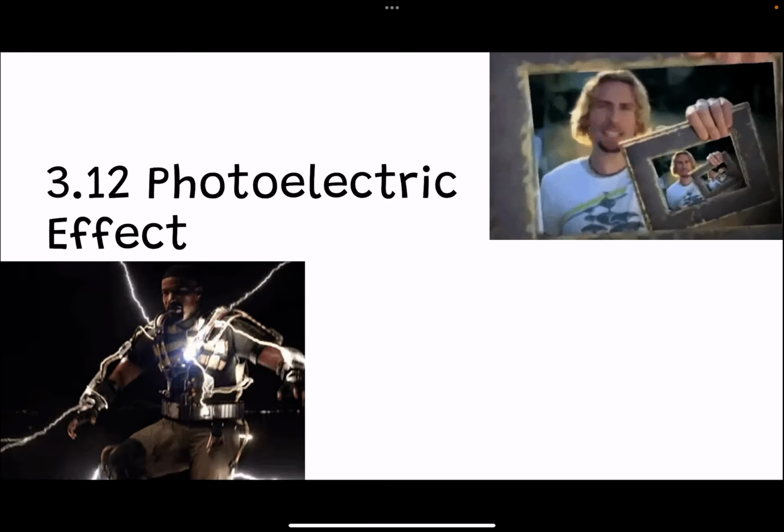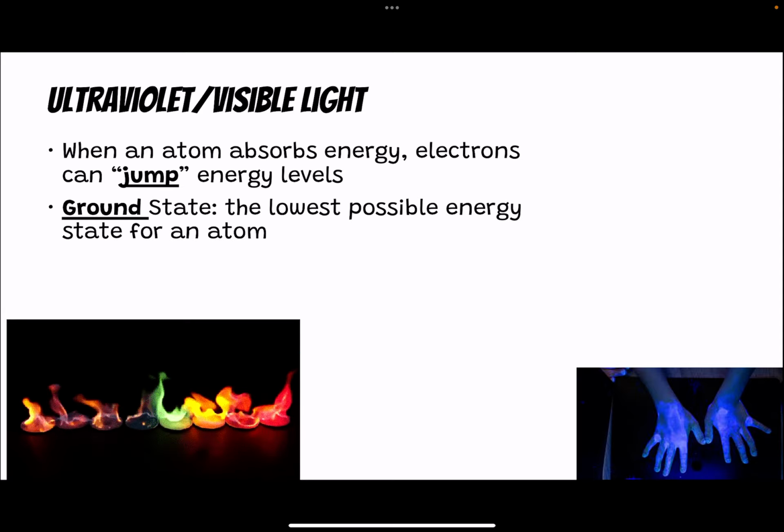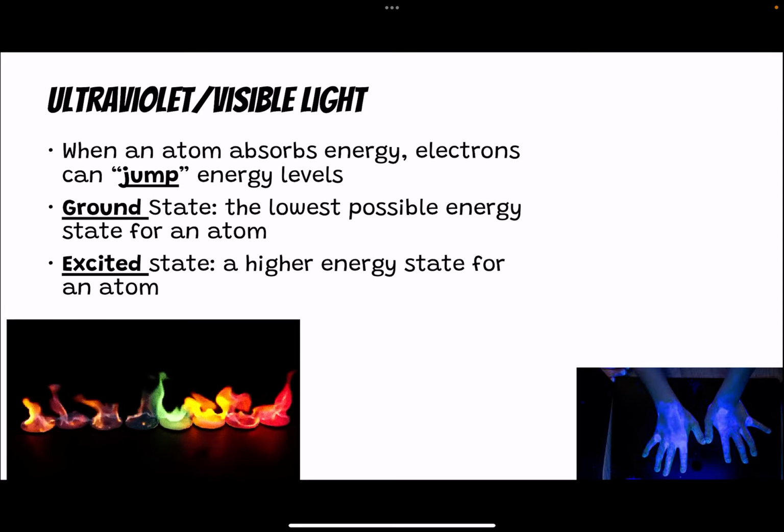Einstein's photoelectric effect. Let's dive into it in more detail. Remember from the last video, with ultraviolet light, that has to do with electrons jumping, changing energy levels, transitioning. Remember, your ground state is the lowest energy level possible. Your excited state is the higher energy state. But eventually it's going to come back down and release a photon. That's how we see light.